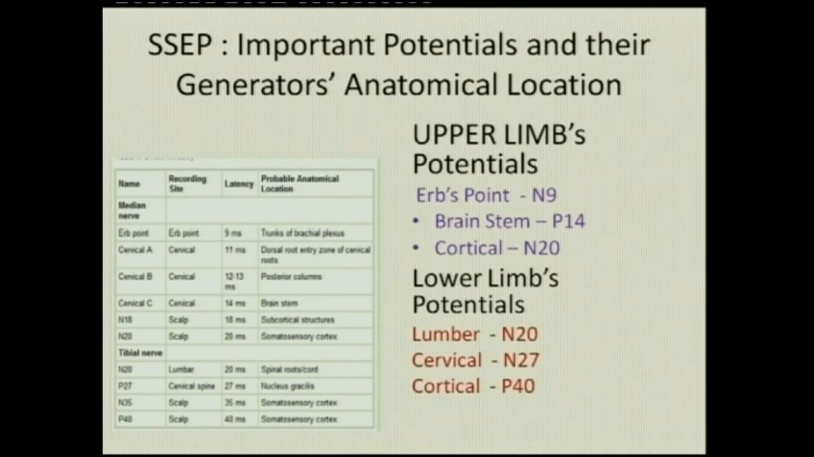If we look at the potentials and their generators, the table tells you the position of the electrodes, the generators, and their latencies, timing. But for neurosurgeons and spinal surgeons, if they can remember only a few potentials, I'm very happy. The Erb's potential, which comes from the cervical plexus, and the cortical potentials coming from the sensory cortex for the upper limb. And for the lower limbs, they should remember only P40, and what is going on with it.